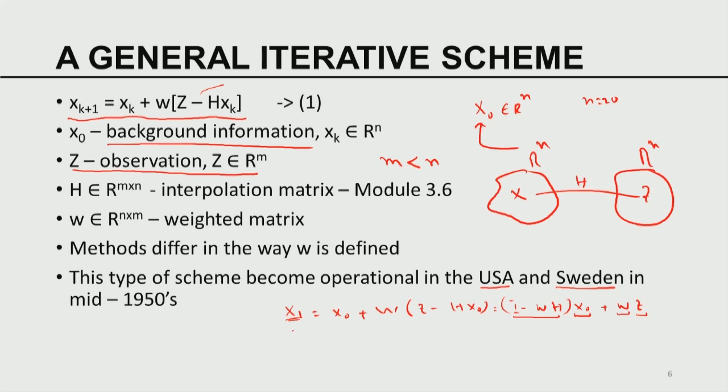Then what did they do? They then did X2 is equal to X1 plus W times Z minus H of X1. So what is the basic idea here? Z minus H of X1 is the residual from using X1. Z minus H of X0 is the residual from using X0. But this second residual should in principle be better than the first residual, because X naught did not depend on Z, Z did not depend on X naught, but in this case X1 depends on Z and X naught. So you can readily see this iterative scheme, x k plus 1 is equal to x k plus W times z minus h of x k, became a very simple minded scheme.